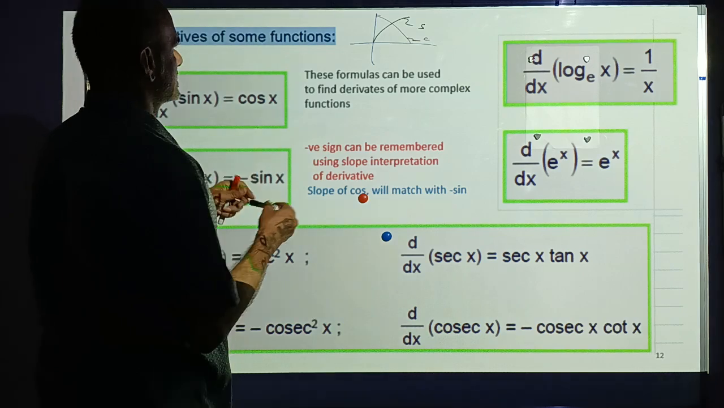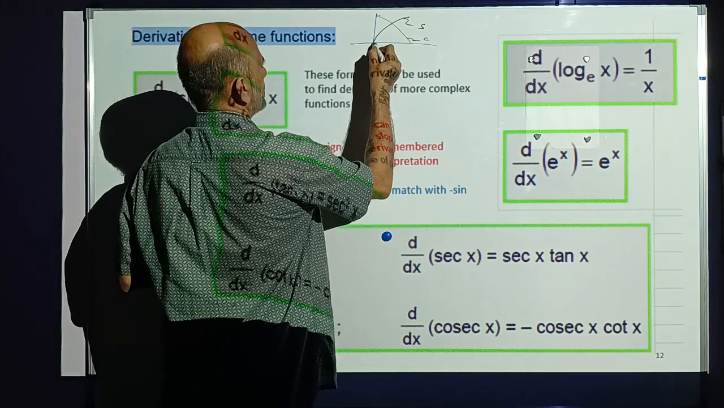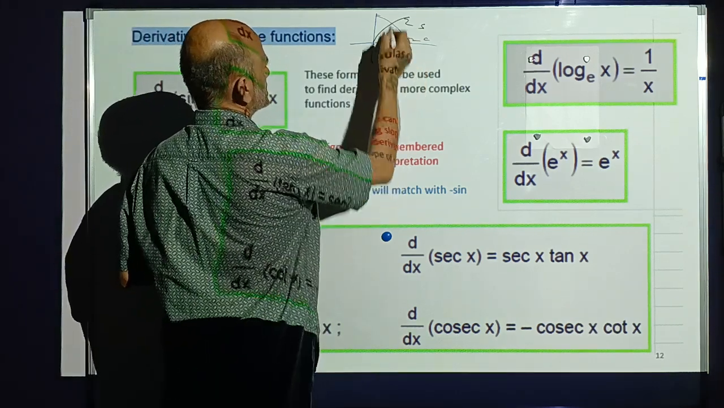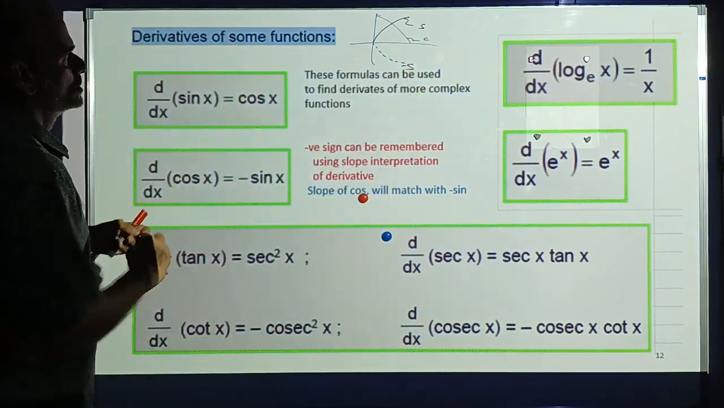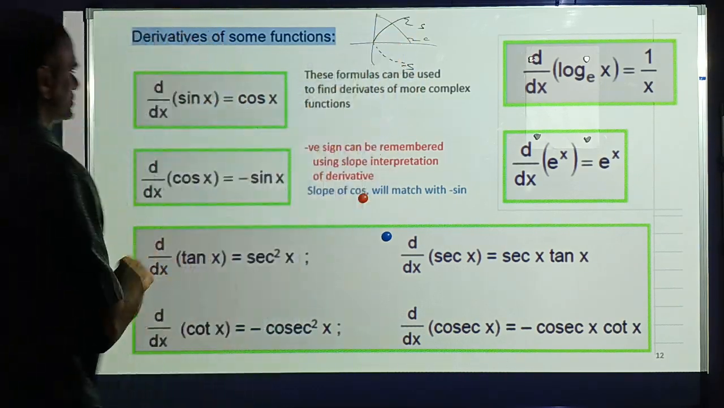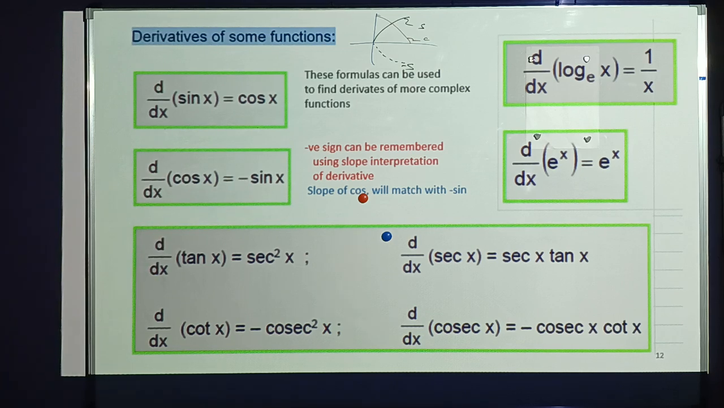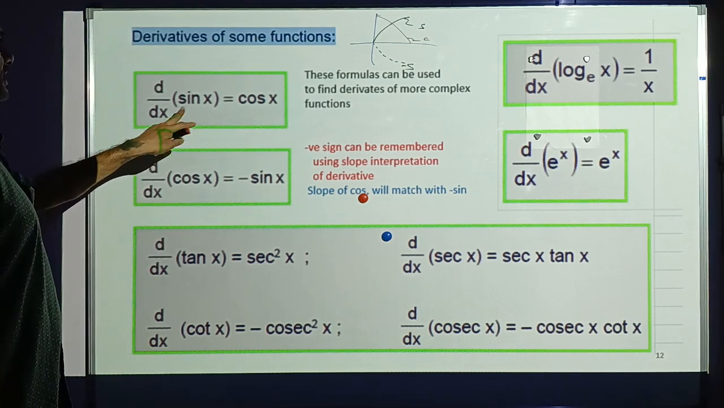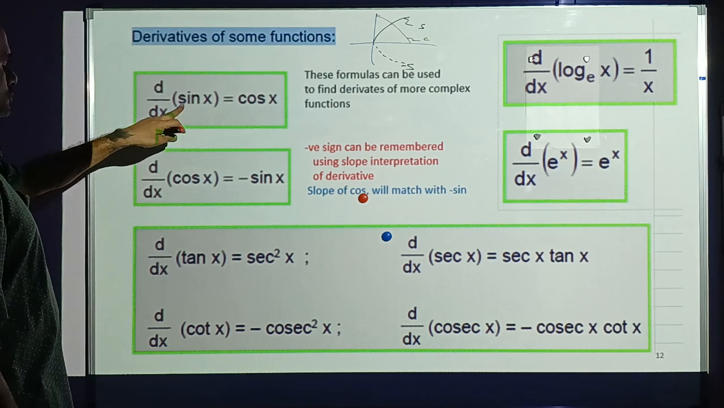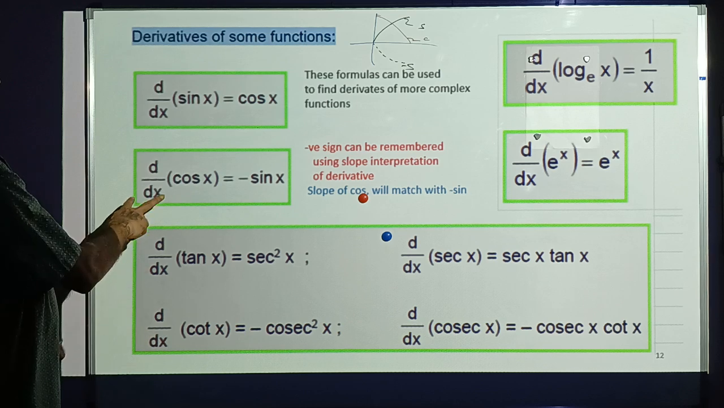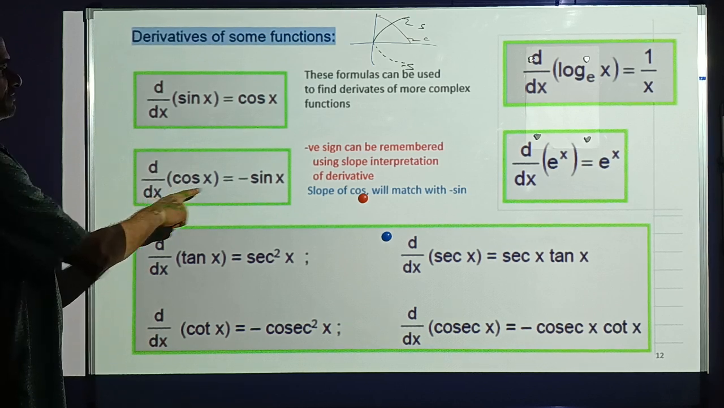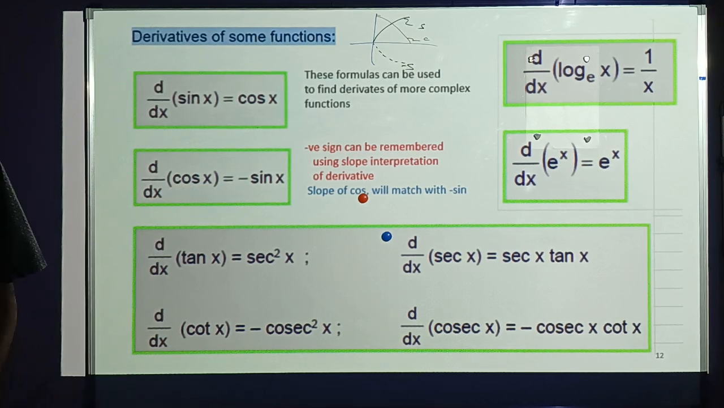Suppose you plot minus sin x on this same graph, minus sin x will look like this. Just multiply this by minus 1. So this is minus sin. So the derivative of cos is negative, and it's matching with minus sin. So that's why this minus sin is there. Or you can simply remember, this is slope and derivative of sine. The slope of the sine curve is positive. That's why the positive sign is here. And the derivative of the cos curve is negative. That's why the negative sign is there. That's another way to remember this sign.